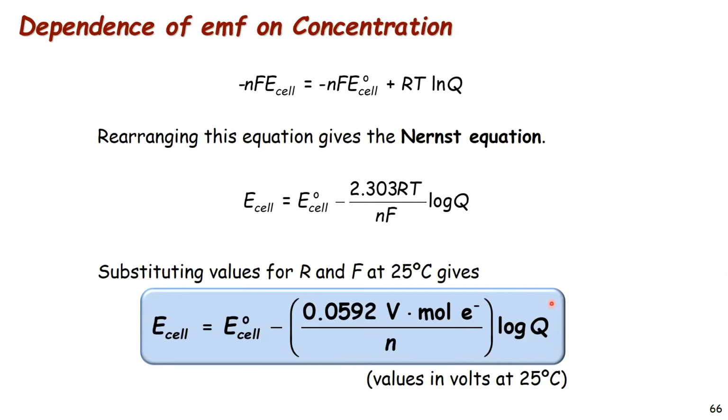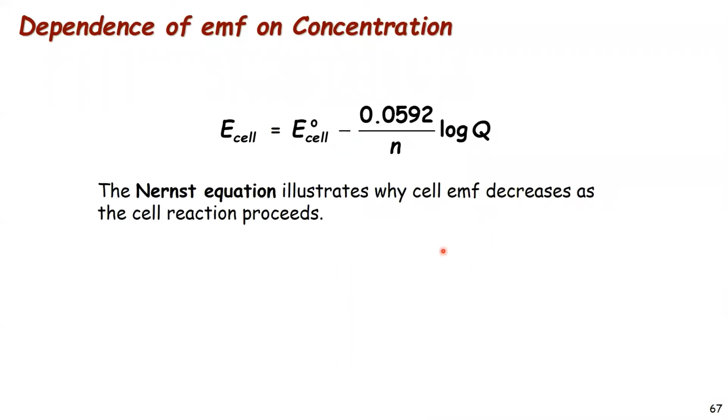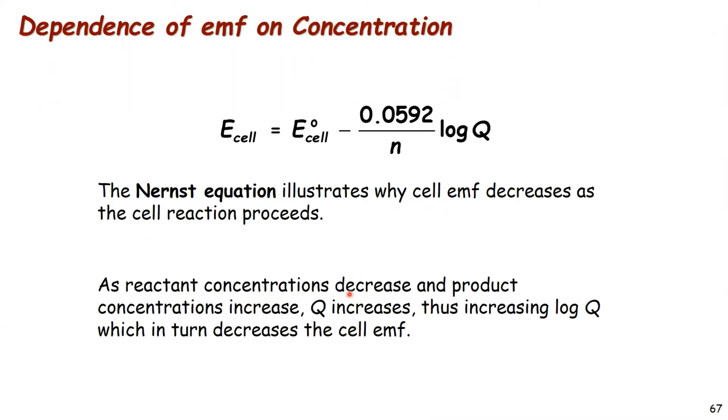So again, like I said, a battery at equilibrium is a dead battery. Okay, it has 0 volts, it no longer works. You would throw it in the garbage and get a new battery. Okay, or if it was rechargeable, you'd recharge it again. So again, our batteries are always at non-equilibrium conditions. So the Nernst equation illustrates why cell EMF decreases as the cell reaction proceeds. As the reactant concentrations decrease, the product concentrations increase. So Q increases, thus increasing the log of Q, which in turn decreases the cell EMF, right?